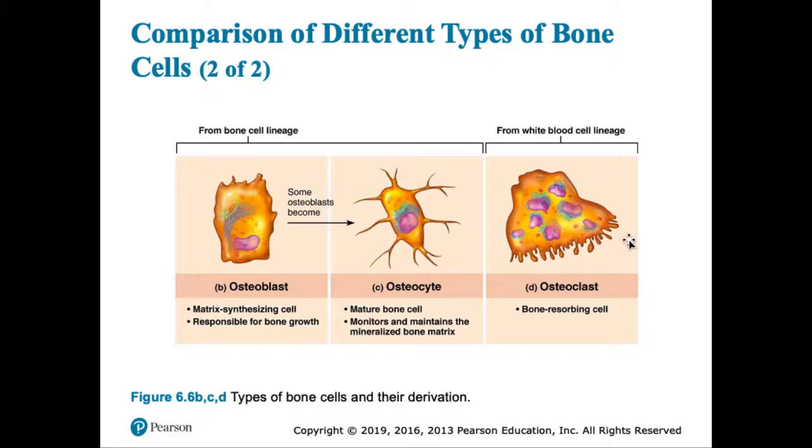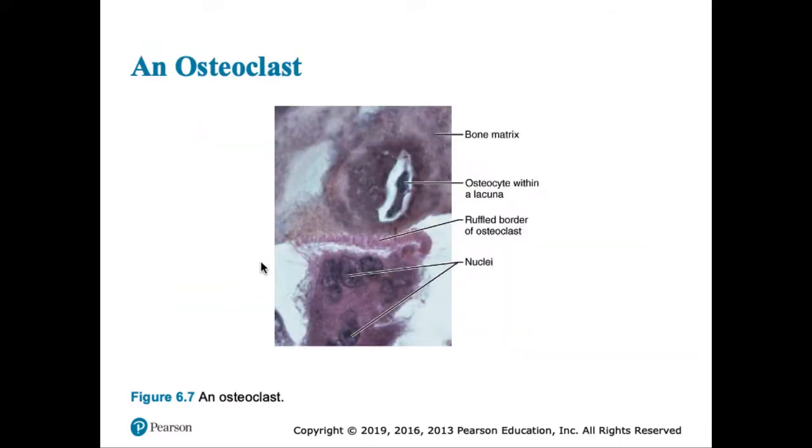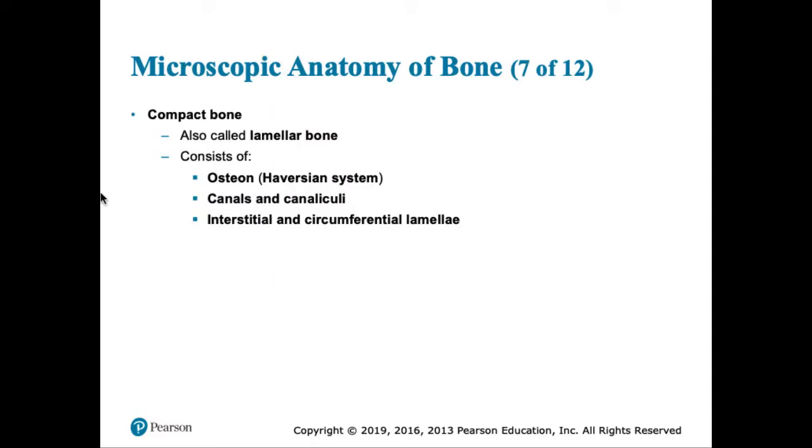You can also have osteoclasts. These are bone-resorbing cells; they break down bone. This is an osteoclast, and you see the bone matrix here. This is the osteocyte within a lacuna, and some nuclei associated with that cell.